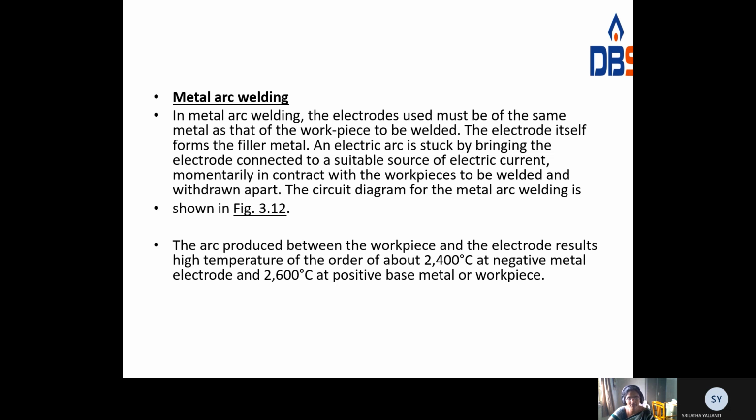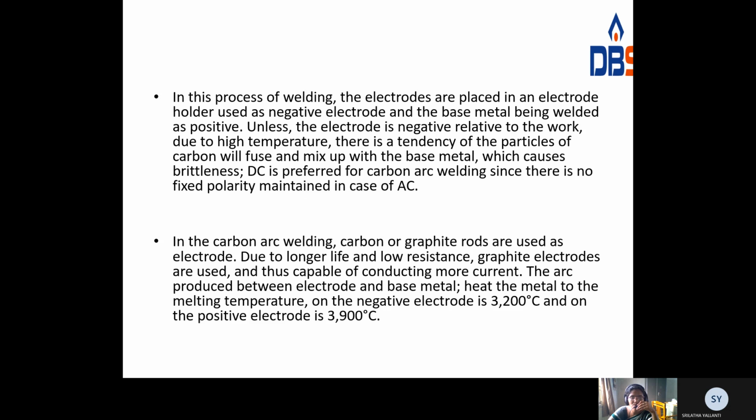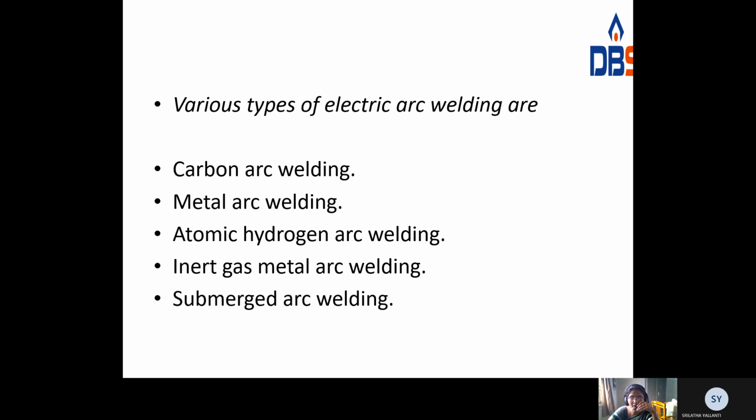In the previous class we discussed carbon arc welding. Electric arc welding is mainly classified into how many types? Five types. What are those? Carbon arc welding, metal arc welding, atomic hydrogen arc welding, inert gas metal arc welding, and submerged arc welding. In this class we will discuss the remaining arc welding types.